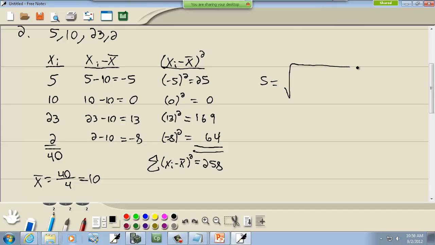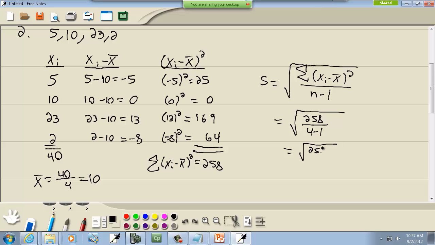So S is equal to the square root of the sum of xi minus x bar squared divided by n minus 1. Well, we just said the top part is 258. Now n is how many data points we have. Well, we have 4, so we have 4 minus 1. So we got 258 divided by 3. That actually goes into it evenly. What's that give us? 258 divided by 3 is 86.